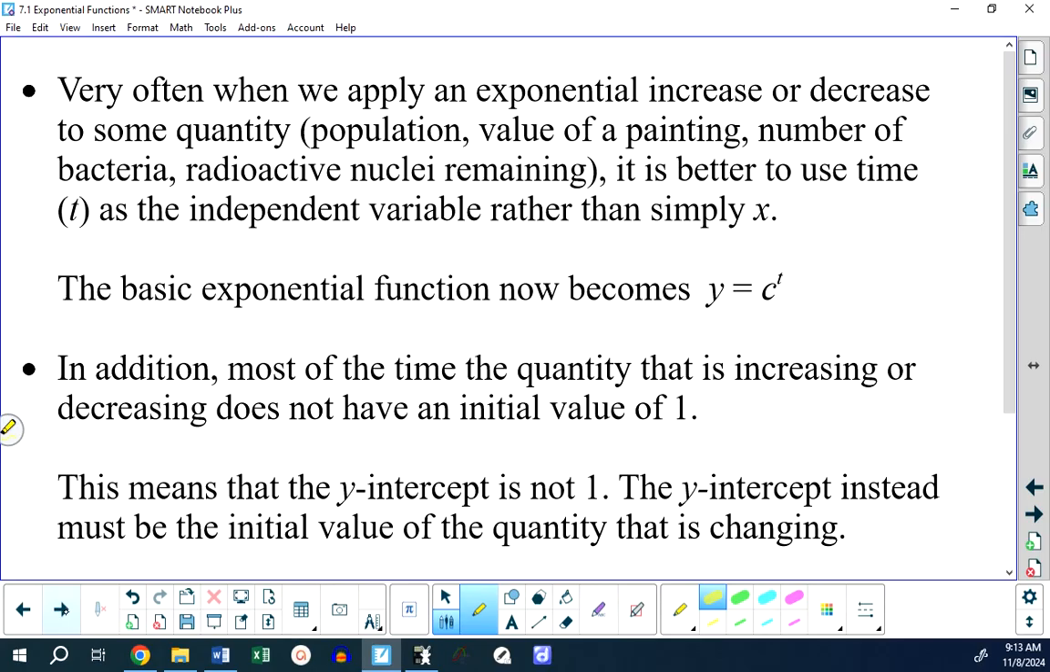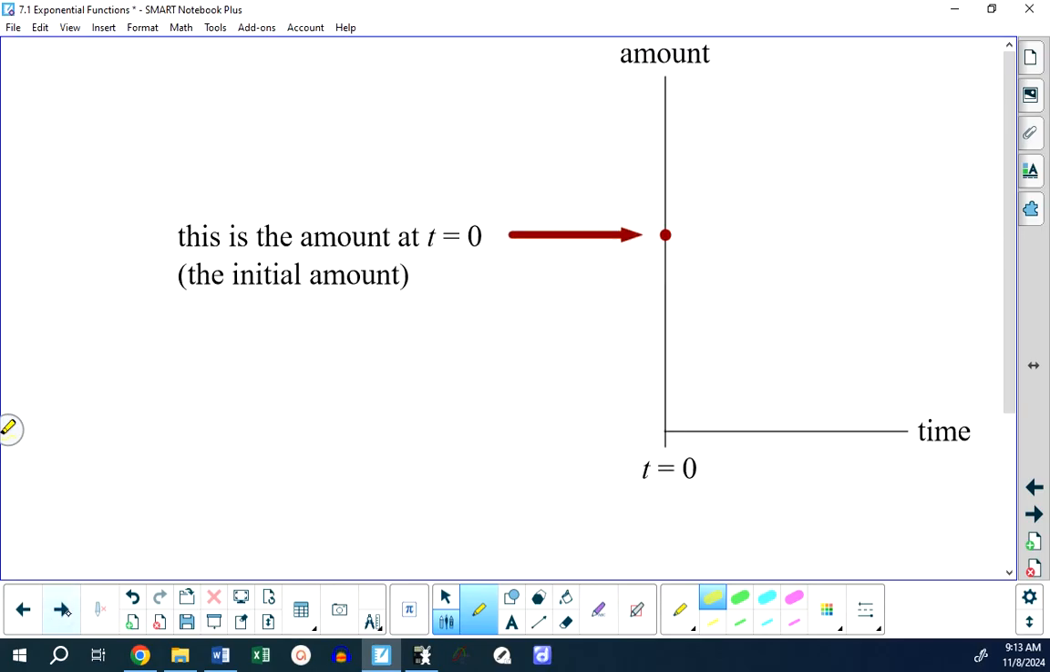The y-intercept is not 1 in most cases. So this is what we want to go towards. This number 1 might be down here, right? Well, how can we take a graph that looks like that and make it look like that? The answer is we can stretch things horizontally or vertically.